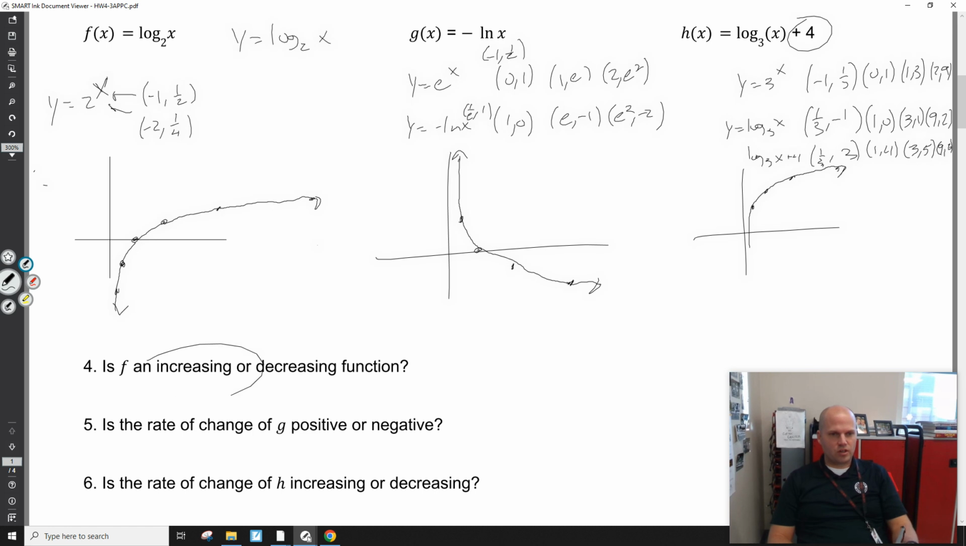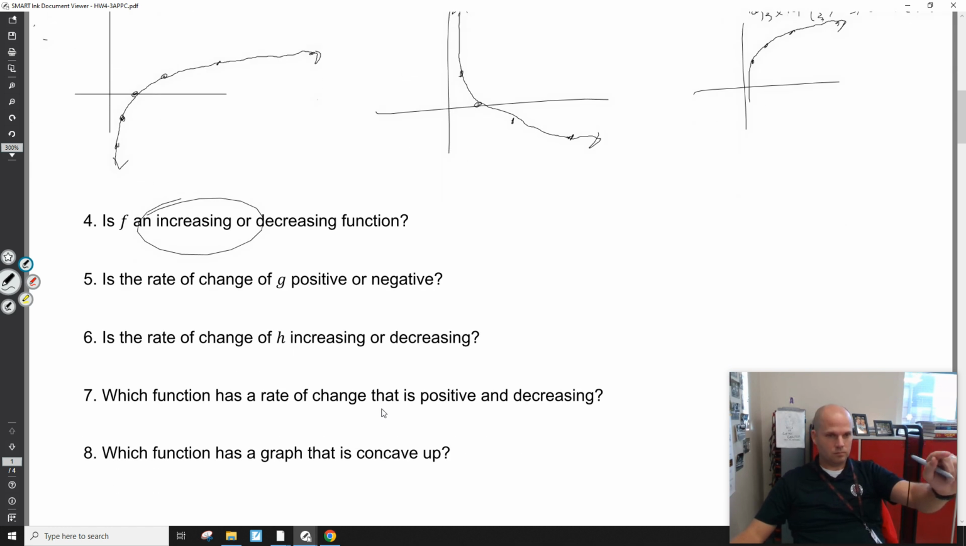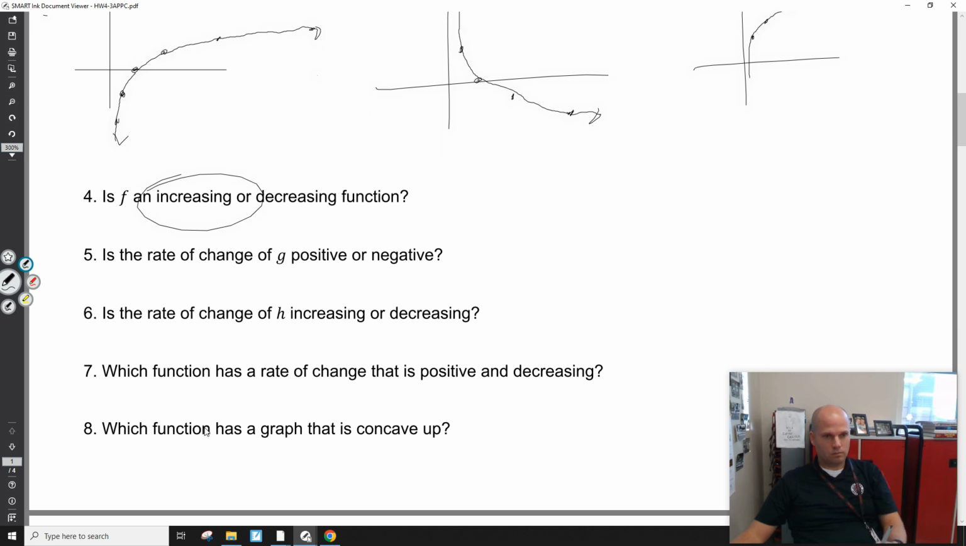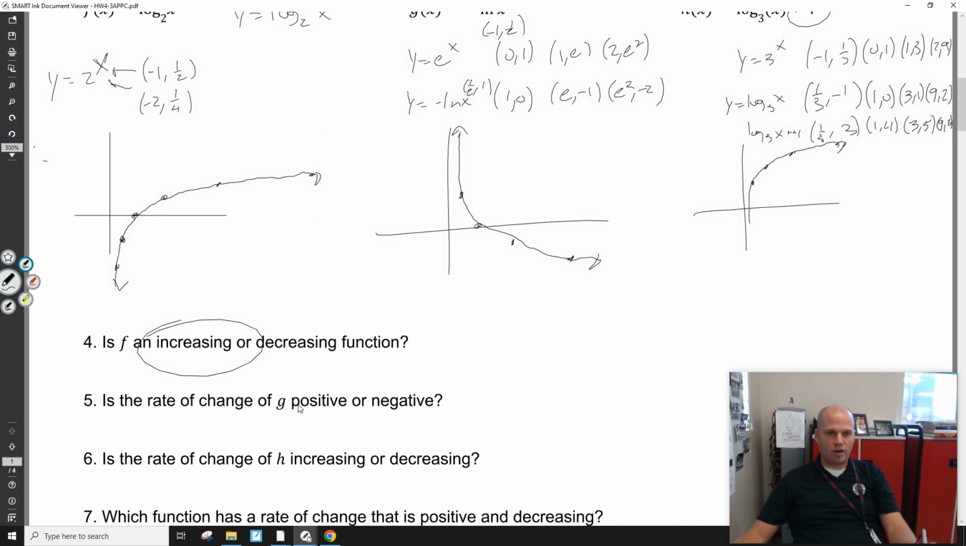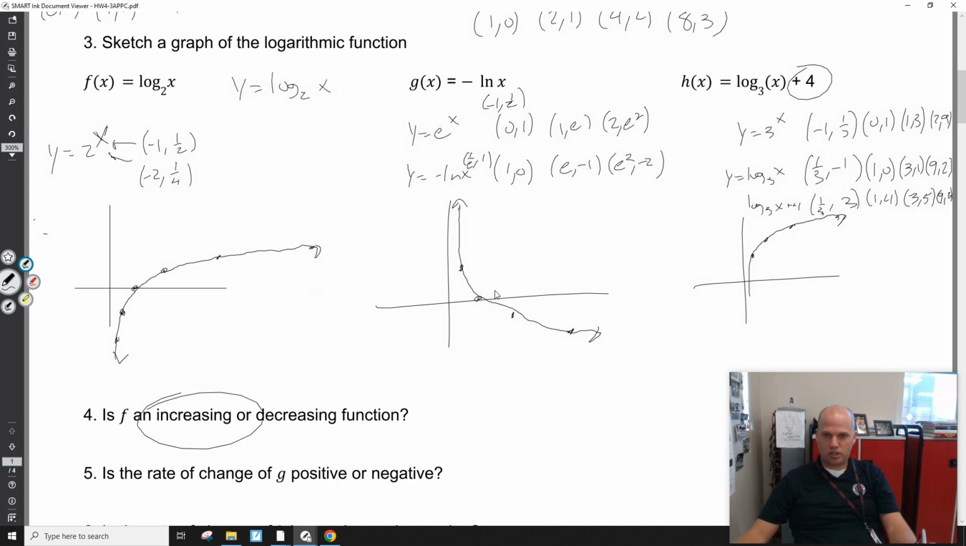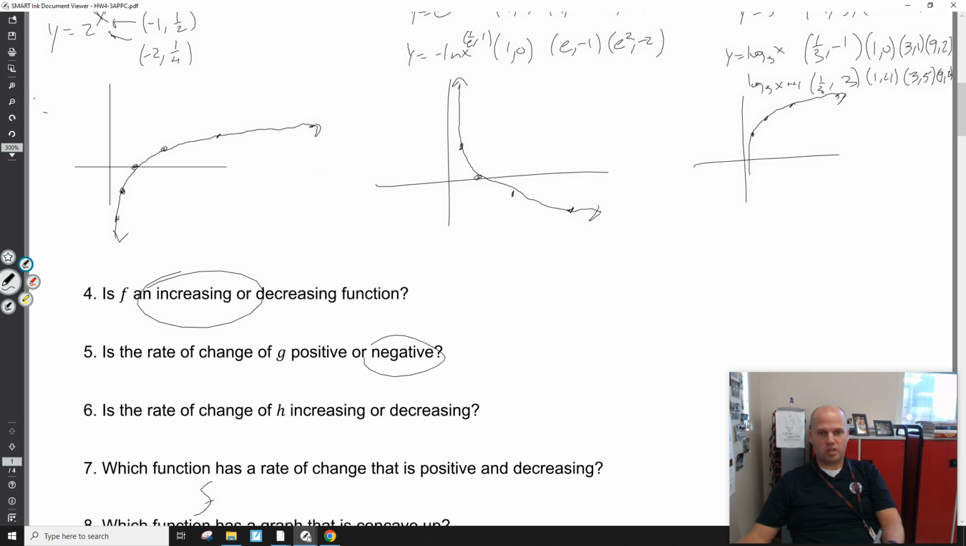F is an increasing function, but it's increasing at a decreasing rate. It is increasing slower and slower because you need larger and larger input values to produce a little bit of an output change. So the rate of change of F is decreasing. F's got a rate of change that's positive because F is increasing, and decreasing. F is concave down. Is the rate of change of G positive or negative? G is a decreasing function, so the rate of change must be negative.